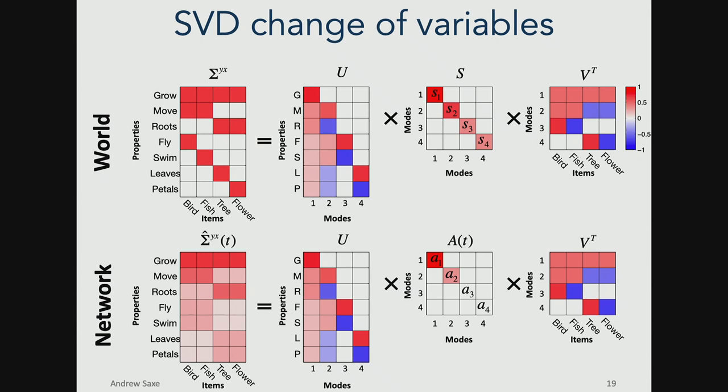What we're going to do is analyze the network in that same coordinate system, where now the network will have effective singular values on the diagonal that aren't equal to the true singular values in the world, but they will change over time to get to the right values. So the key assumption here, which I won't talk too much about, is that these off-diagonal elements are small after this initial transformation, which is true for the dynamics starting from small random weights.